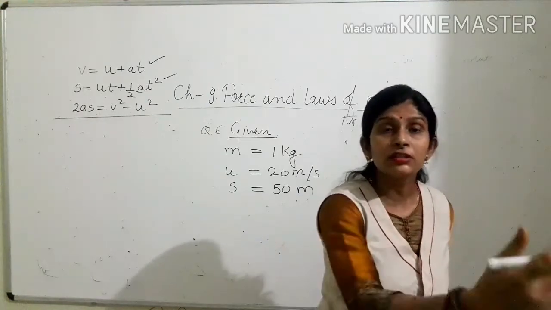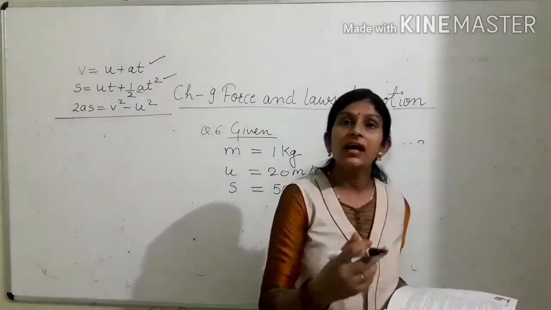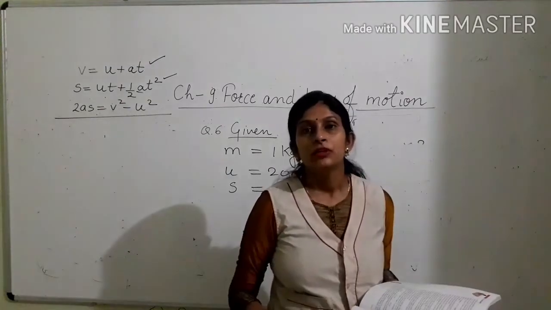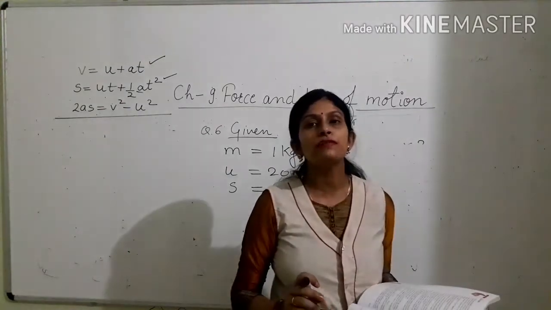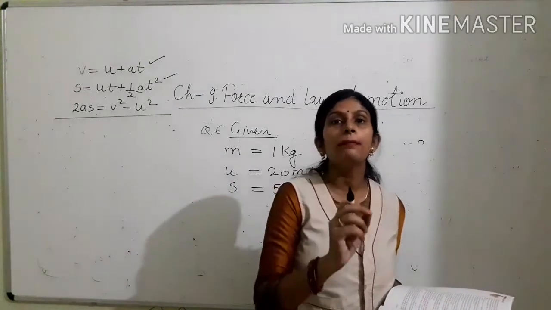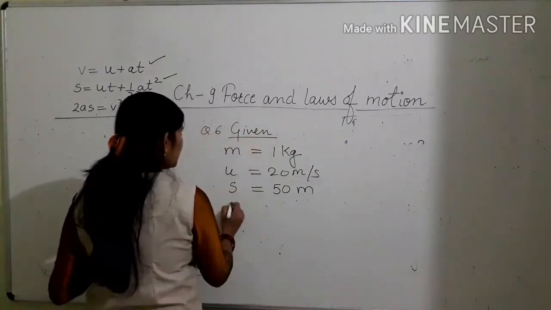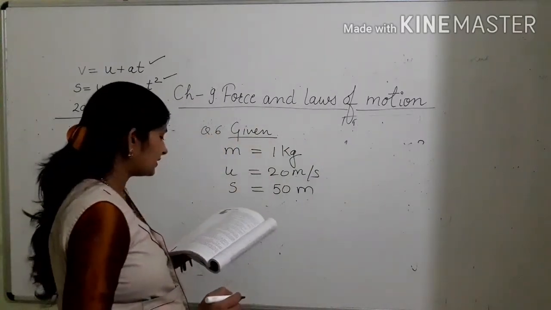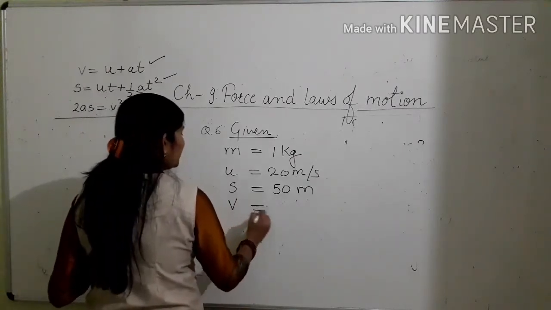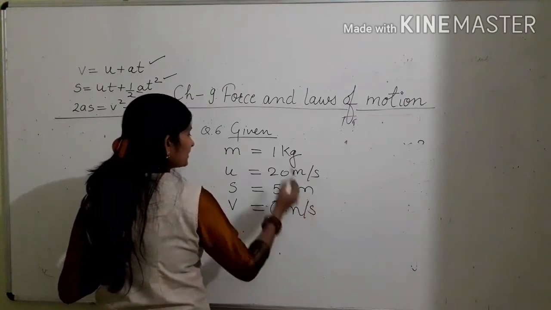Because that frozen surface of the lake, which is made up of ice, applies a frictional force on the stone, which reduces the motion of the stone and ultimately makes the stone come to rest. So finally that stone comes to rest, and it is also written in the question. So finally it comes to rest, so its final velocity is 0 meter per second.